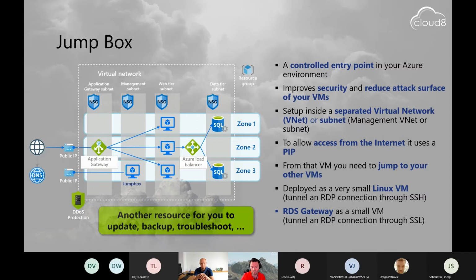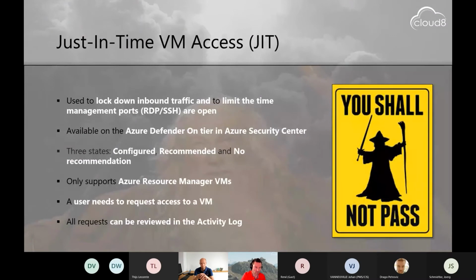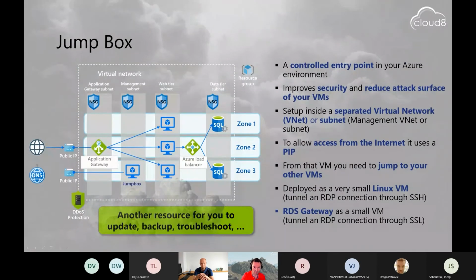So you can see that the jump box is a good alternative to create a secure connection, but you should be aware that it's once again another resource for you to keep updated and backed up, and to troubleshoot when it fails. Also, if you want to foresee high availability, which is the case in most environments, you should have at least 2 jump boxes deployed. So in case one is down, you still have a second one you can use to connect to your spoke VMs.